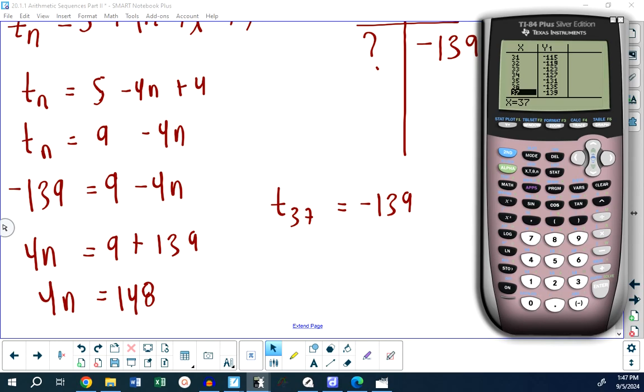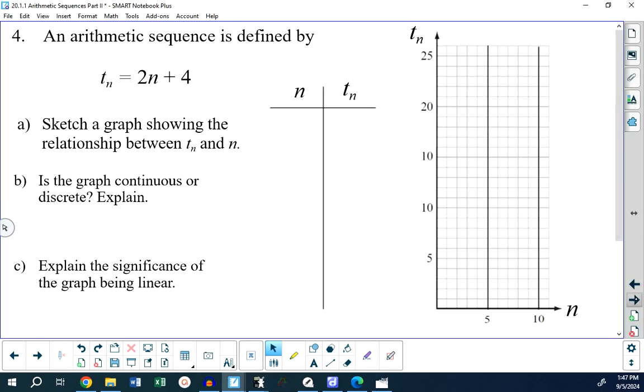So one more example I want to do with you today. We have an arithmetic sequence, and somebody's already done the work and they've given you the general term. This is not an onerous example. It's not a lot of work or difficult or time consuming, but there's something important about it that I want you to consider. Sketch a graph showing the relationship between t sub n and n.